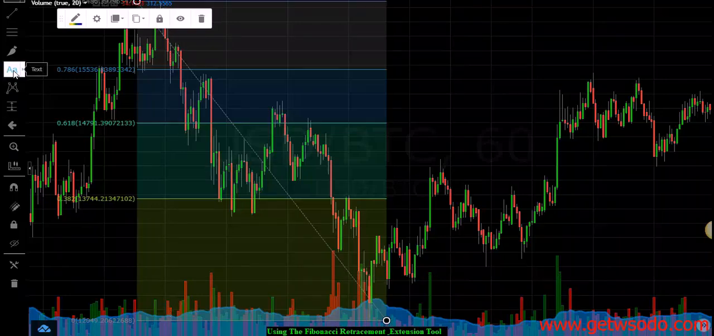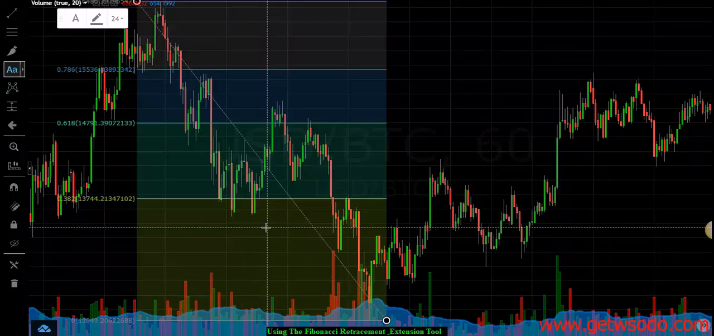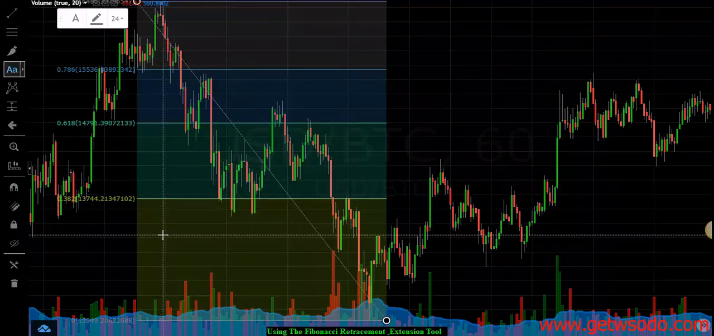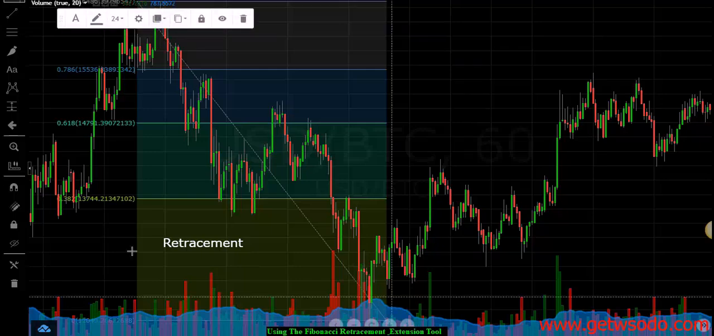I'm going to just add some text in here. This is the Fibonacci retracement tool, and we're just going to add that right in here, and we're going to call this retracement. Okay, we're good.